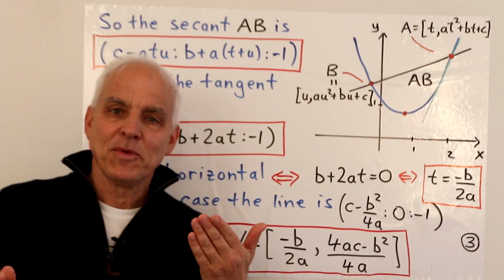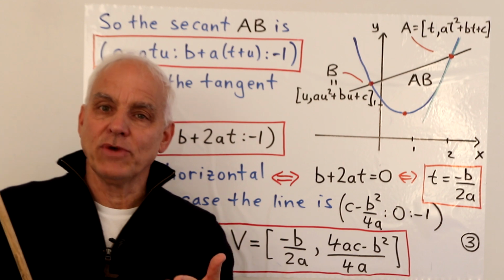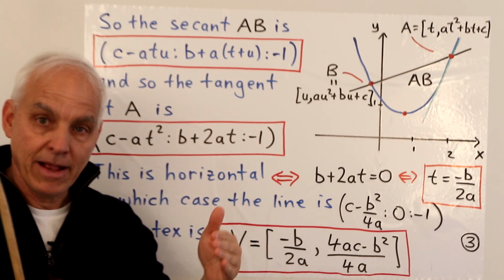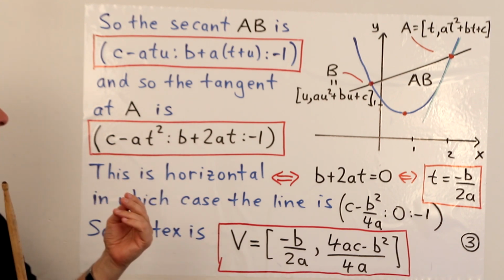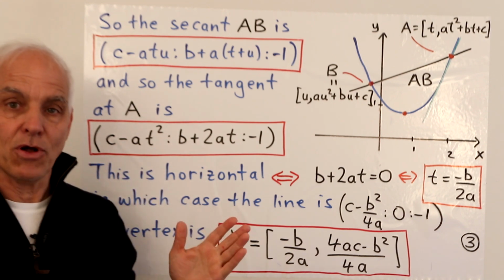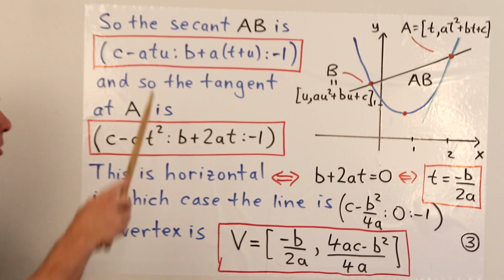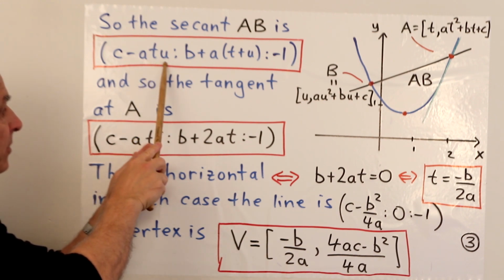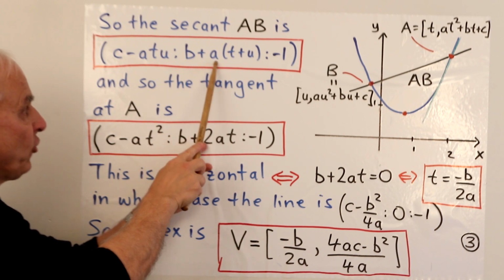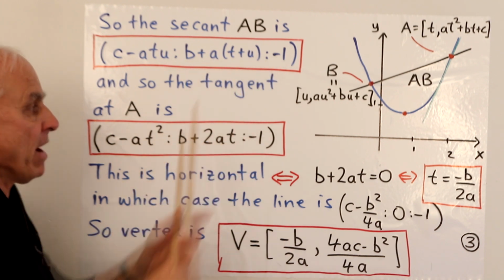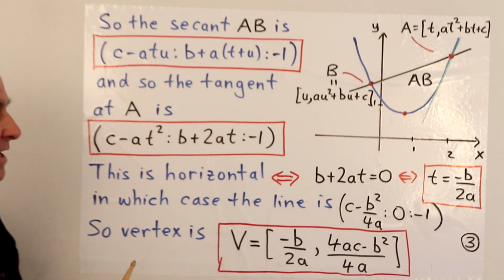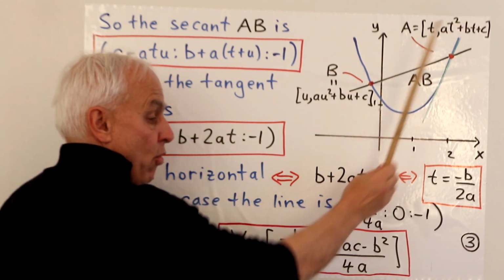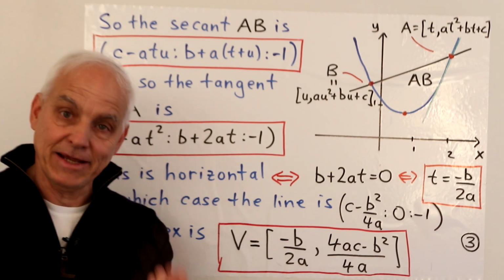And now, to get the tangent, what we do is we take this expression for the secant line and set t equals u. That's all there is to it. So we replace u with t. We get c minus at squared. Here we get b plus 2at. Minus 1. That then is the equation of the tangent at A, the point parameterized by t.